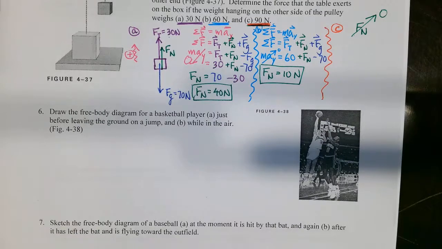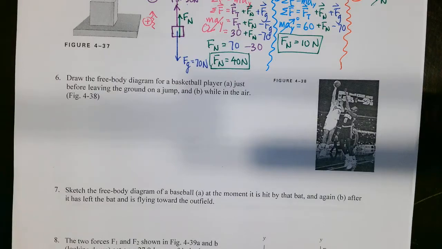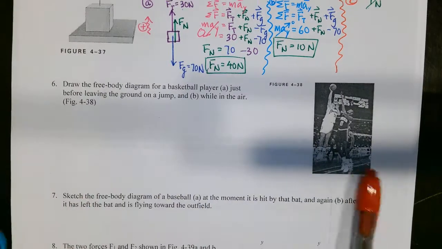All right. Number 6. Draw the free body diagram for a basketball player just before leaving the ground on a jump and while up in the air.